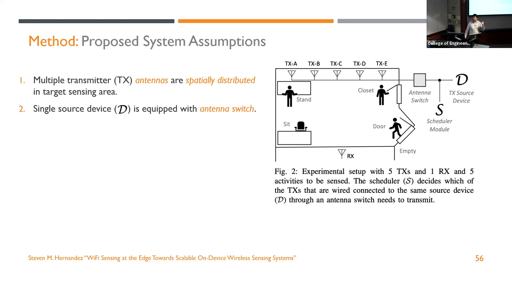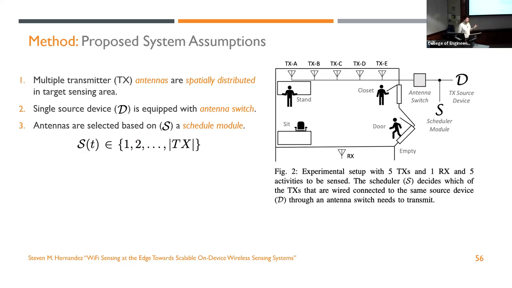So this can be installed for any sort of Wi-Fi system. And that source is attached to an antenna switch, which then decides which of the antennas should transmit at any given time. And we select the antennas based on a scheduler module S, that is like a function. We're given time T and we're returned which of those antennas is supposed to transmit.